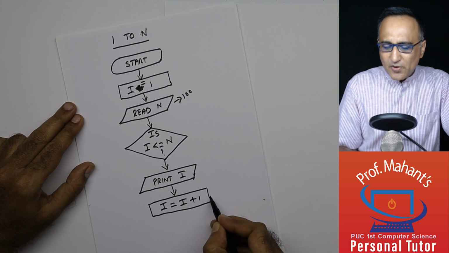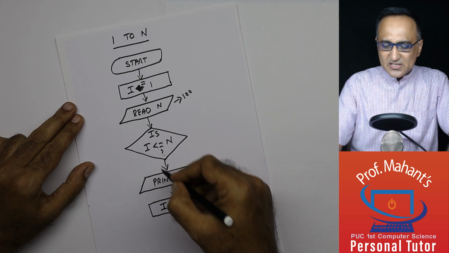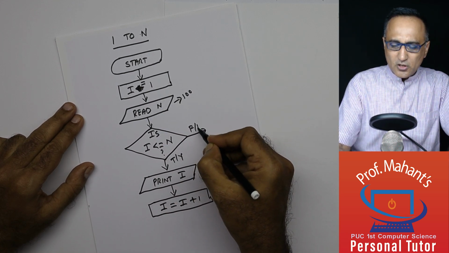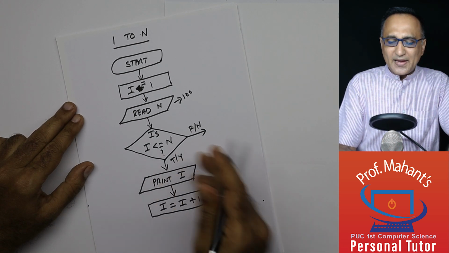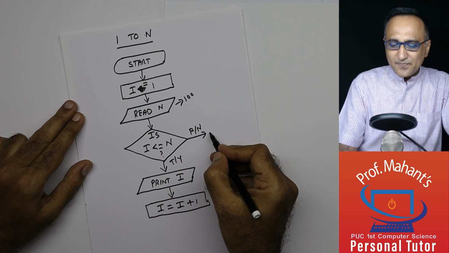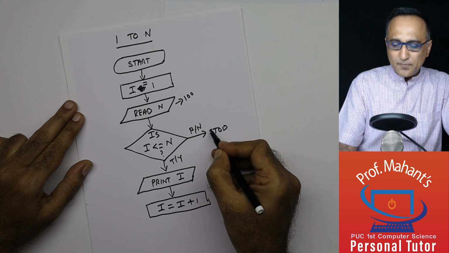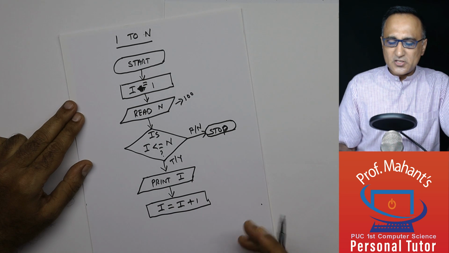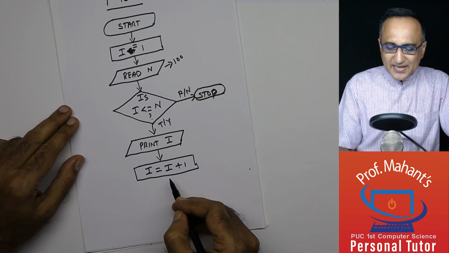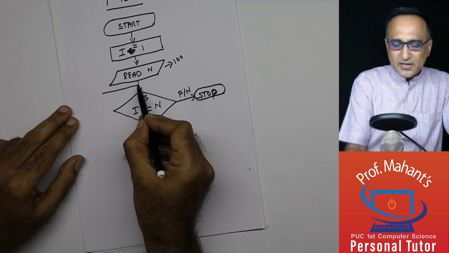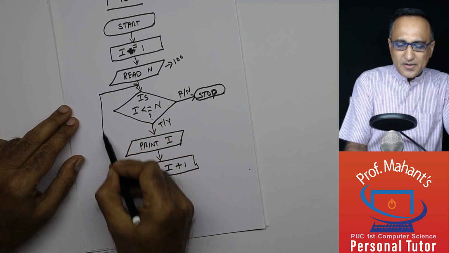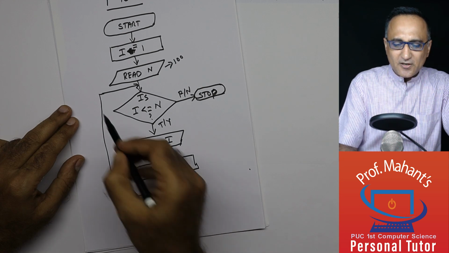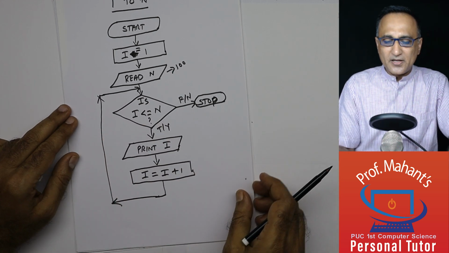Now I have increased the value of I. This side is either true or yes, and this side is false or no. If the value of I exceeds the value of n, then I can say stop. Now I want this activity to keep continuing. So what I do is I draw a join here, I bring it like this and I connect it here. So this is the flow which is happening in this particular way.